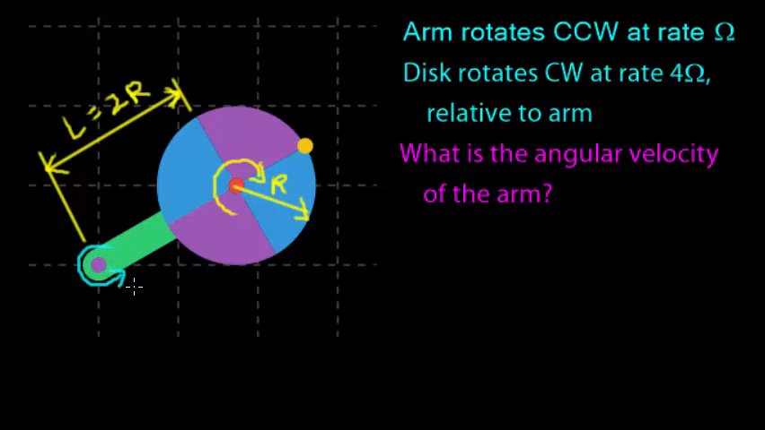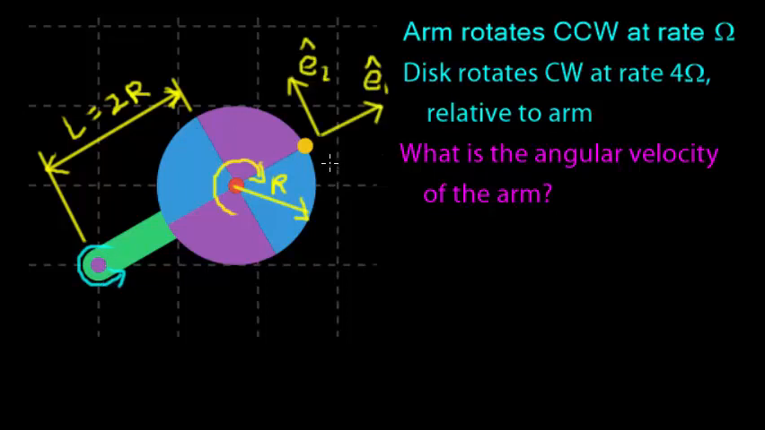You take your right hand and wrap your 4 fingers in the direction of rotation. So if you take your right hand and wrap your 4 fingers in this counterclockwise direction, your thumb will be pointing out of the screen. So the angular velocity vector is out of the screen.